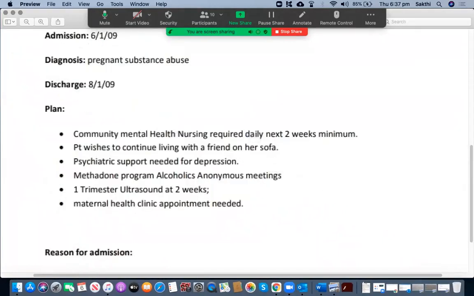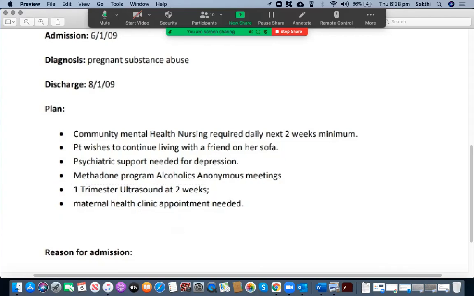Patient wishes to continue living with a friend on a sofa. Psychiatrist support needed for depression. Methadone program, Alcoholics Anonymous meetings. First trimester ultrasound at 2 weeks. They use incorrect prepositions and articles. Unfortunately, they don't use articles at all sometimes. Do you know what I mean? You are the one who needs to find out whether it is a correct use or not, and then you have to change it if it isn't correct.